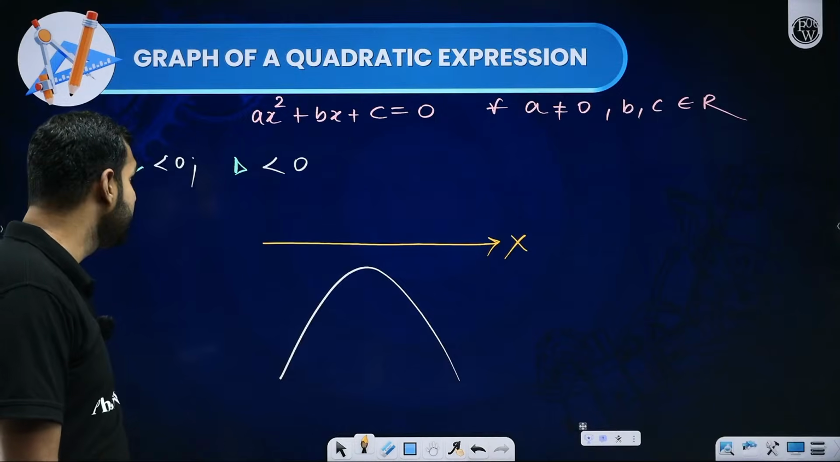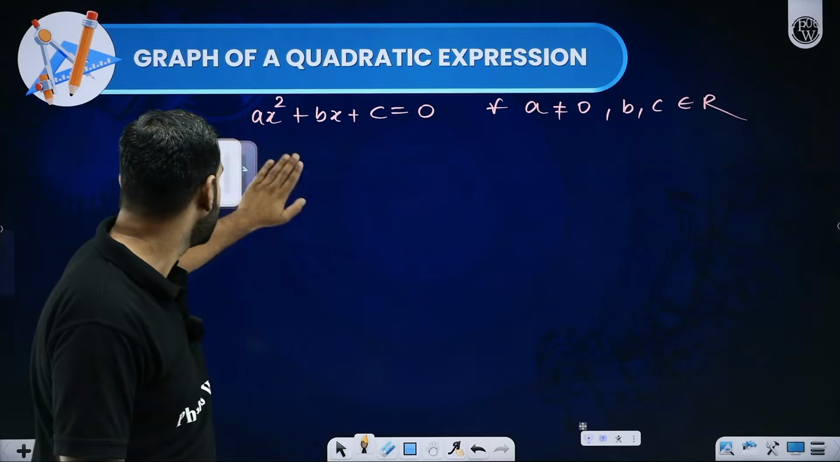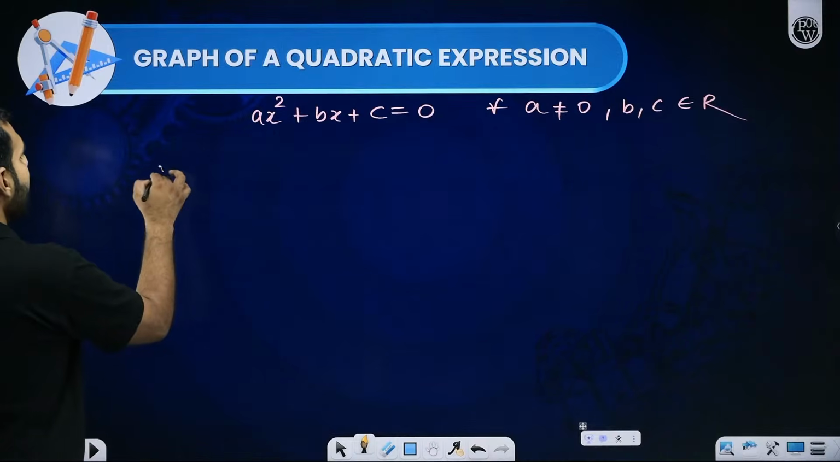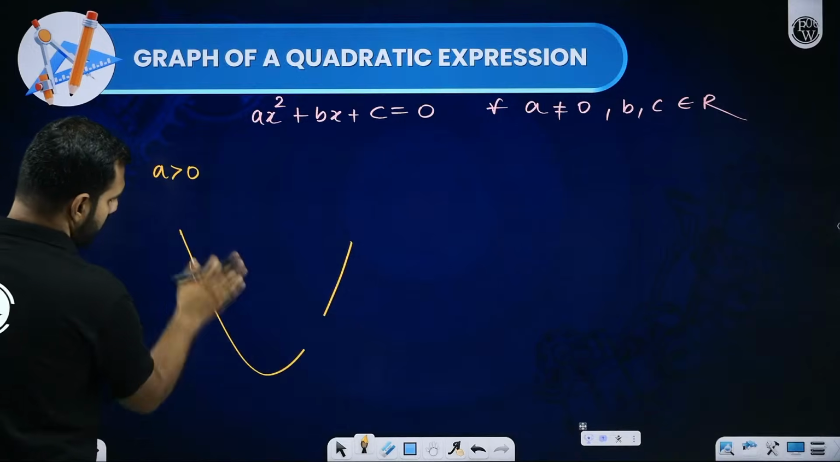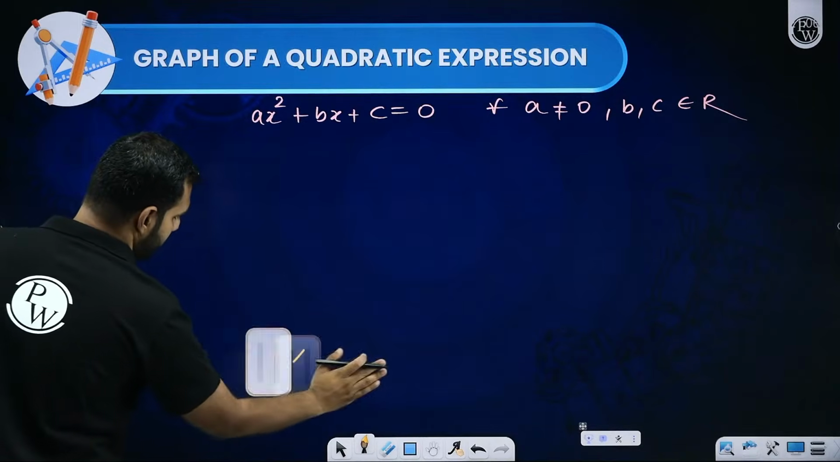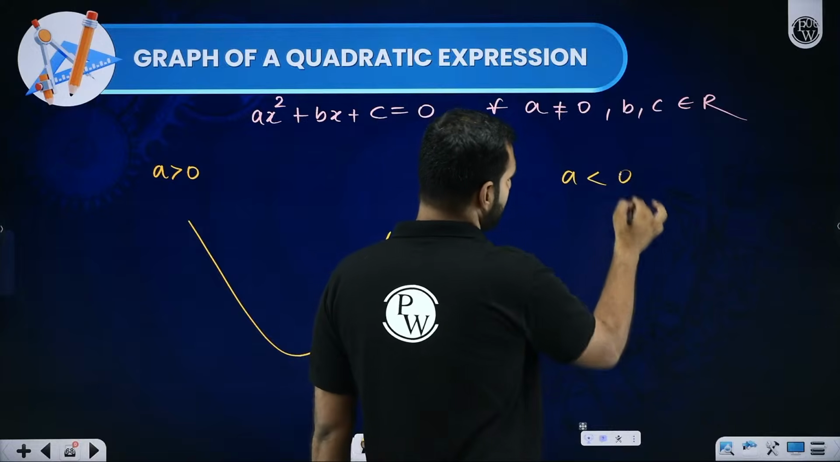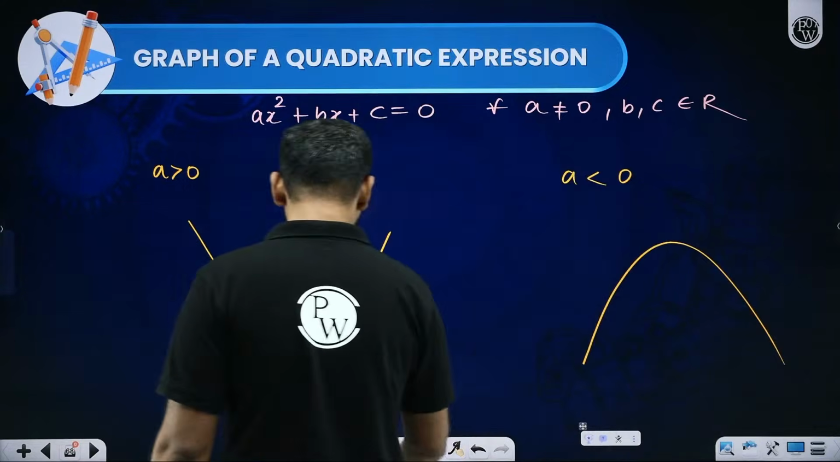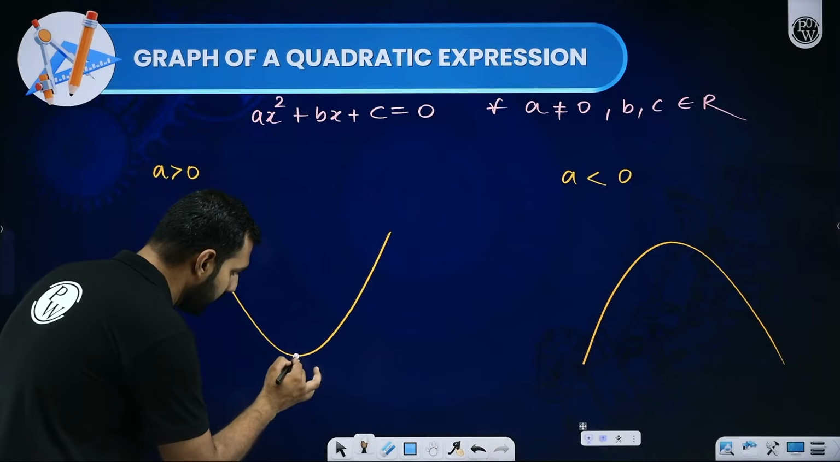If I could simply summarize something really crucial, whatever I've said so far is really important. Pay attention, everyone. As long as A is positive, it will be an upward facing parabola. It will always be an upward facing parabola like this. And as long as A is negative, it will be a downward facing parabola.